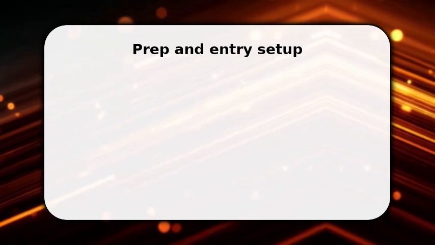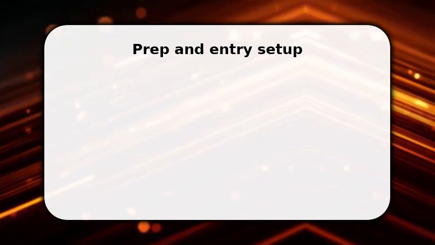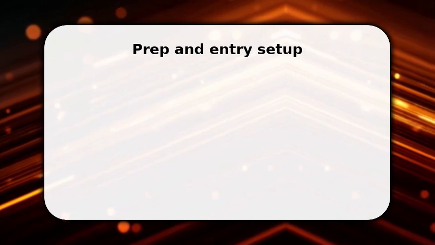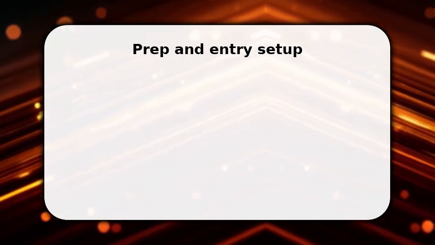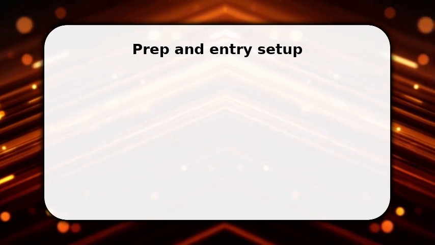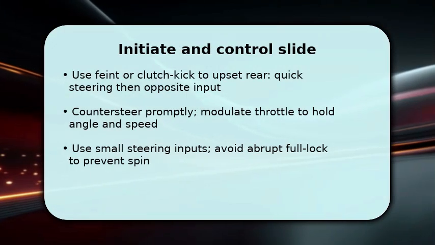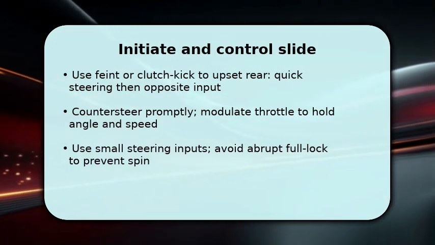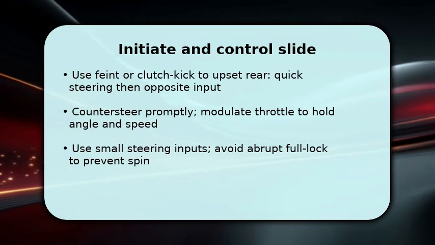clutch blip if needed. You want weight transfer to the rear instantly. This is why a quick brake or clutch shift input works. Now aim for a controlled entry speed and hold steady throttle intent. You initiate the drift with a decisive upset. A feint or clutch kick transfers weight and breaks rear traction.